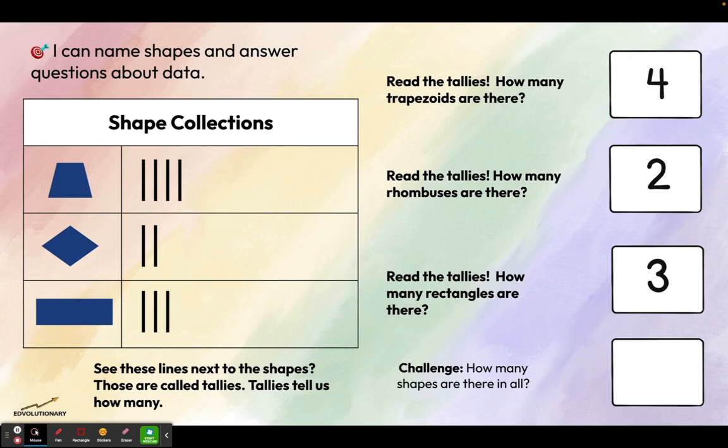But I have a challenge for you. How many shapes are there in all? Watch, let's count together. So we had 4 pentagons, and then we're going to add to it. We're going to count on the other shapes. We have 4, 5, 6, 7, 8, 9. So we have 9 shapes in all.